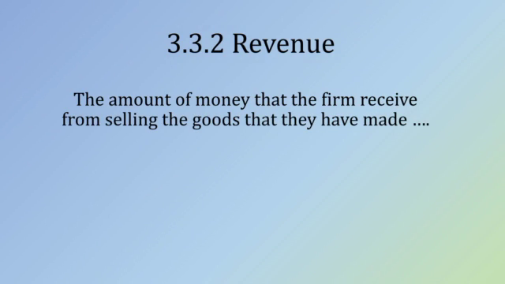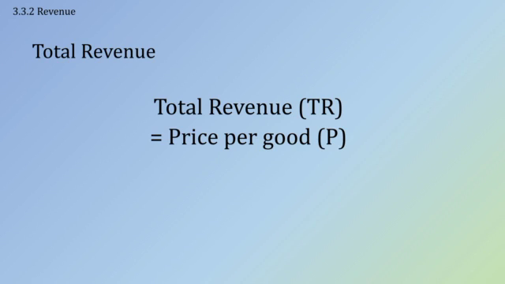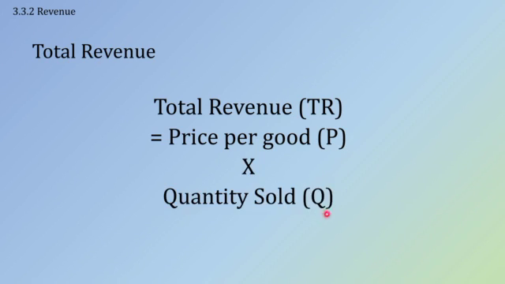Okay, what we're looking at here is the whole idea of revenue, which is basically the amount of money that the firm is going to receive from selling all the goods that they've made. Now, the first concept that we need to consider is total revenue, and total revenue is simply the price of the good in the marketplace times whatever quantity they sell. So if, for example, the price was £5 and they sell 100, then the total revenue is going to be £500.